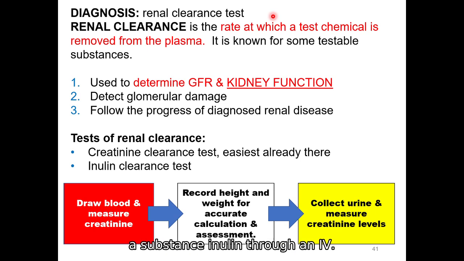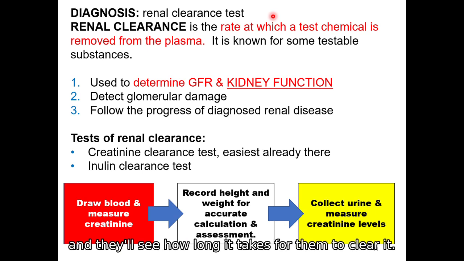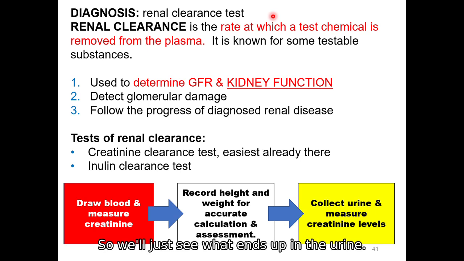Another way to do it is to add a substance. They'll add inulin through an IV, and they will give them a certain amount, and they'll see how long it takes for them to clear it. And so we'll just see what ends up in the urine.